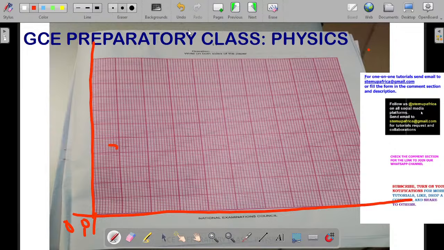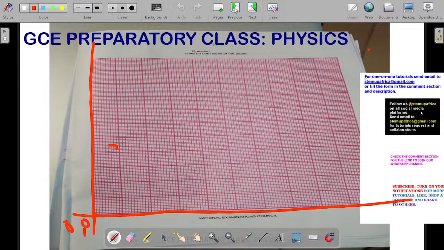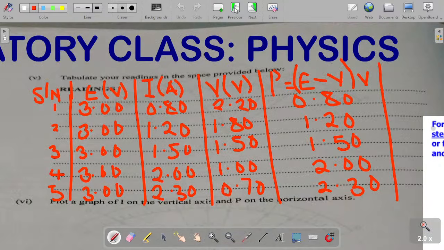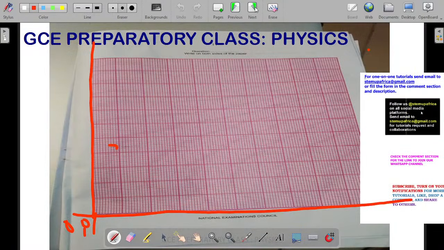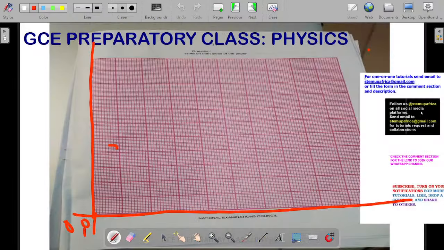So this is the table from what we've gotten, and we move to the graph to plot I against P. I will be on the vertical axis and P will be on the horizontal axis. Although they did ask us to start from the origin, you can decide to label your graph from the origin. You have to draw two axes, as said, and you label here as I in ampere.